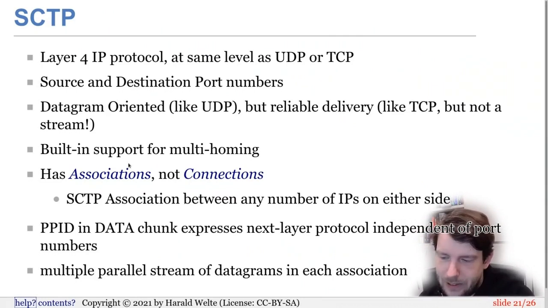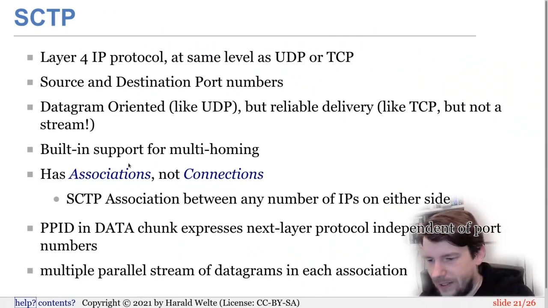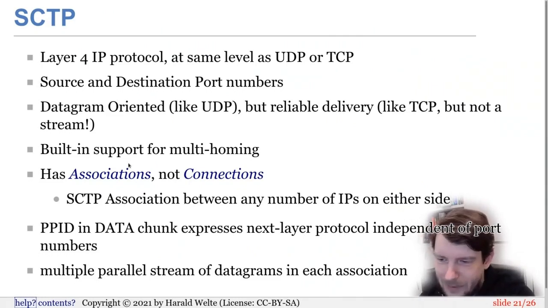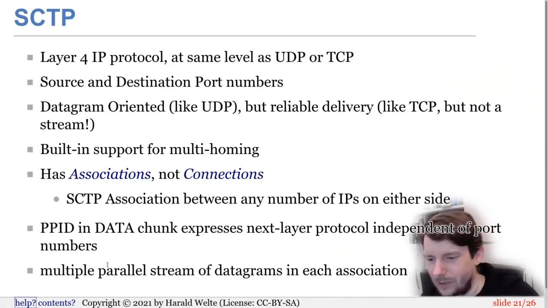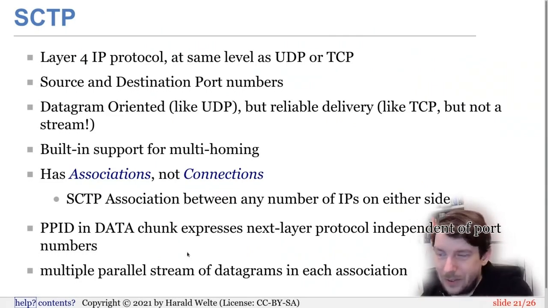It also has multiple parallel streams of datagrams in each association. Within one stream, you have no reordering and in-sequence delivery, but those streams in parallel can basically be asynchronous to each other. I'm not quite sure what the real use case for that is, but it's one of the significant differences. Actually, the higher level protocols like M3UA make use of that. So some messages have to be sent over stream 0, but some other messages must not be sent over stream 0.